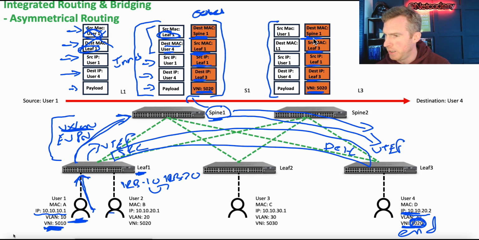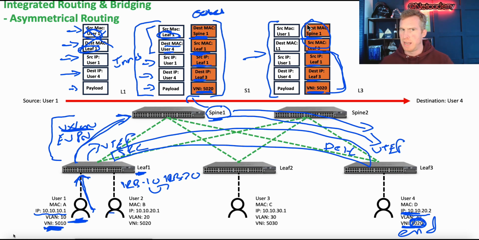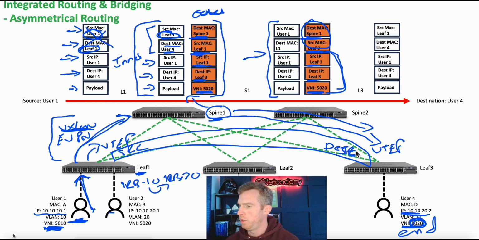So at this point, the inner header remains the same. All these header information here remains the same. It's only these two parts here which have changed because the outer MAC addressing needs to change hop by hop as we go from leaf to spine, leaf 1 to spine 1, and then from spine 1 down to leaf 3. And now leaf 3 has received that tunneled traffic.